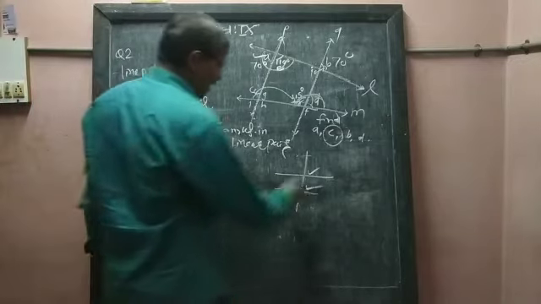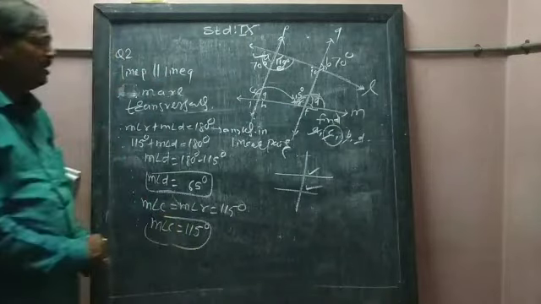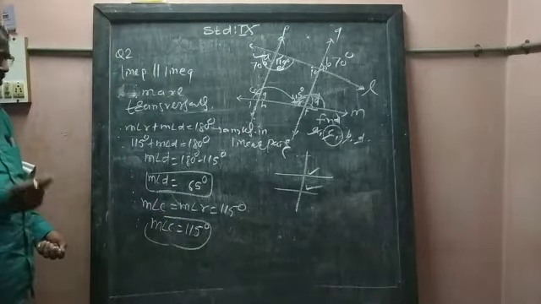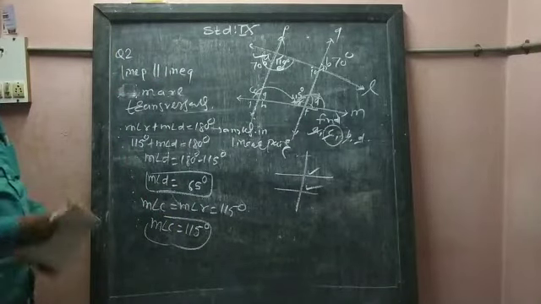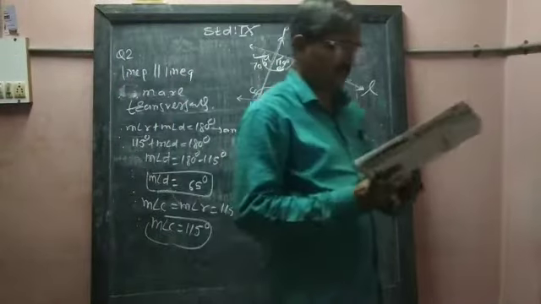Have we calculated angle A? Yes. C calculated, B calculated, D calculated. So all angles are completed. You may check this answer yourself, whether it is correct or not. If wrong, you may contact me. I will explain it.